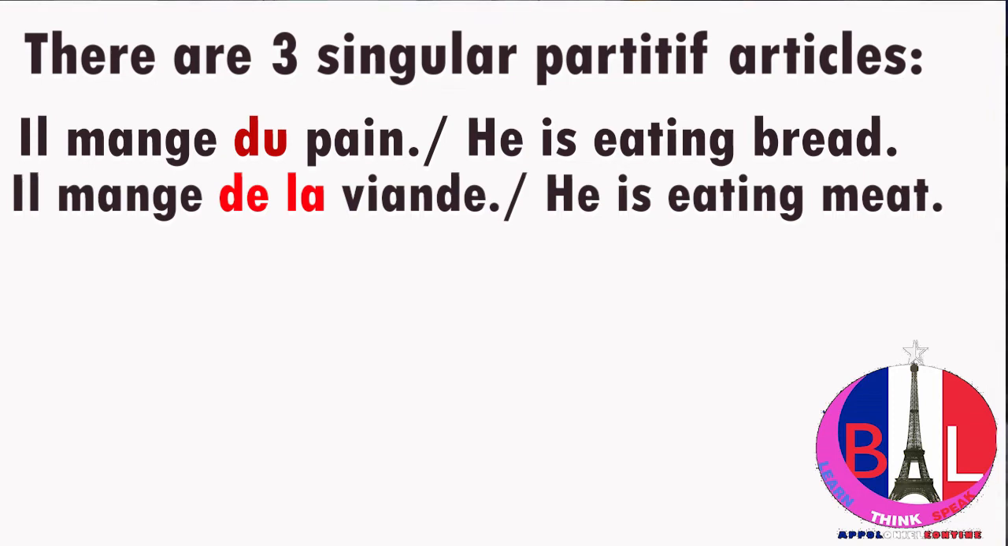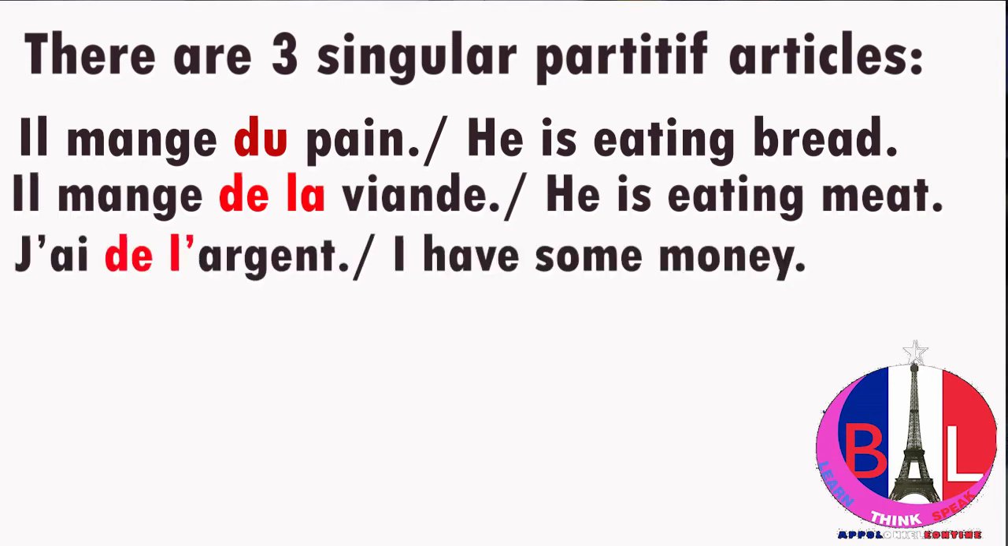When it comes to de l' apostrophe, let us give some examples here. J'ai de l'argent. I have some money. Here, argent is a masculine noun. We cannot use du here because argent starts with a vowel.